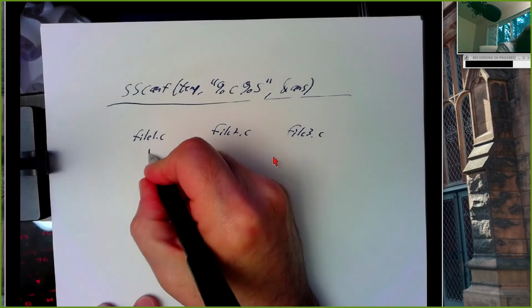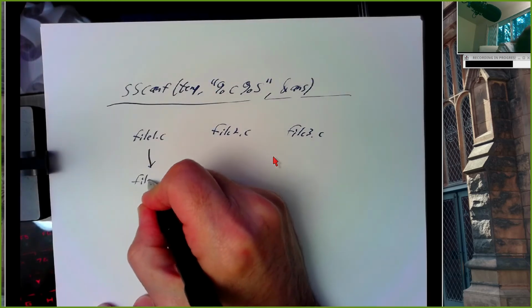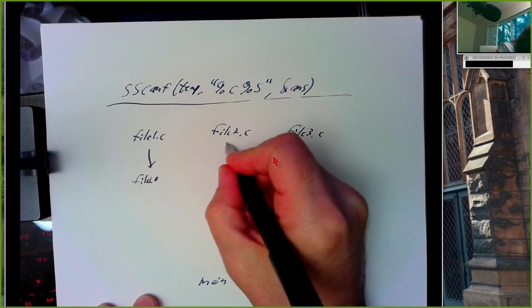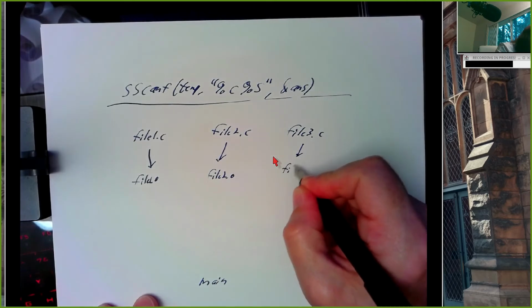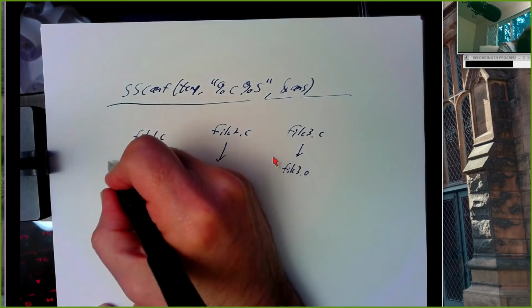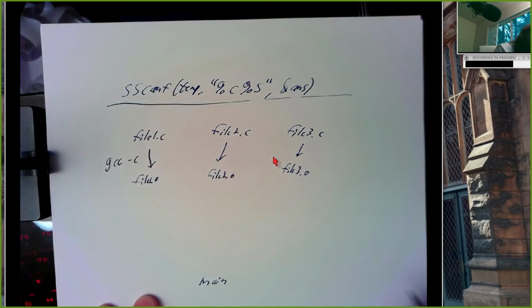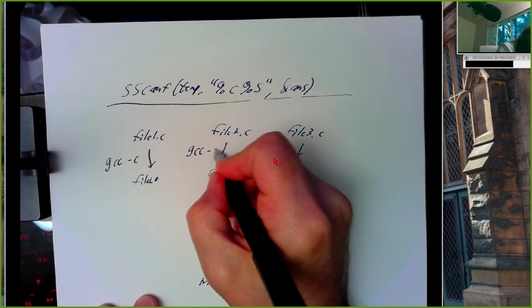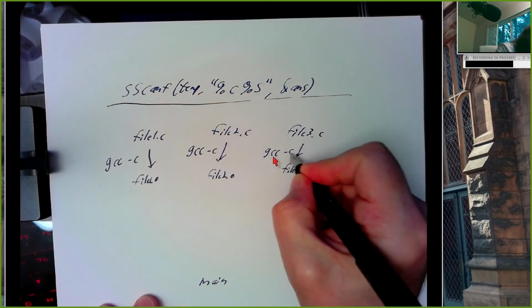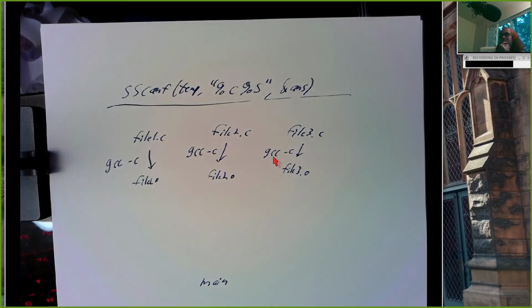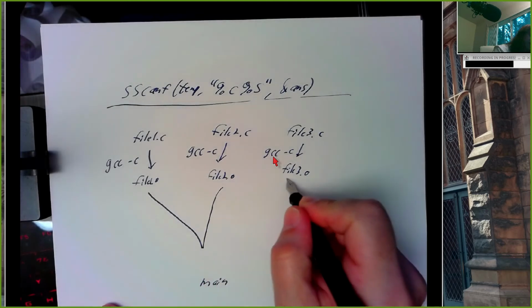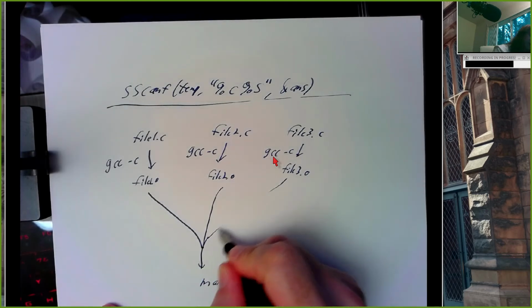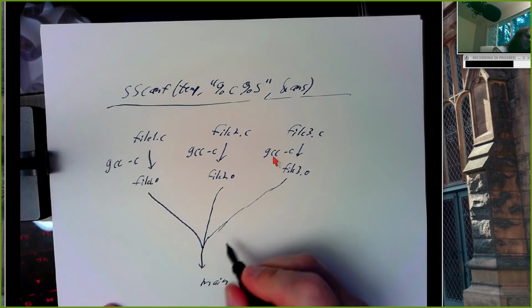So what we can do is we can turn each of these into an object file, which has a .o extension. And we do that by saying gcc -c. And the -c says compile the file, but don't link it into an executable. And then we can take these three .o files and combine them into our actual executable.